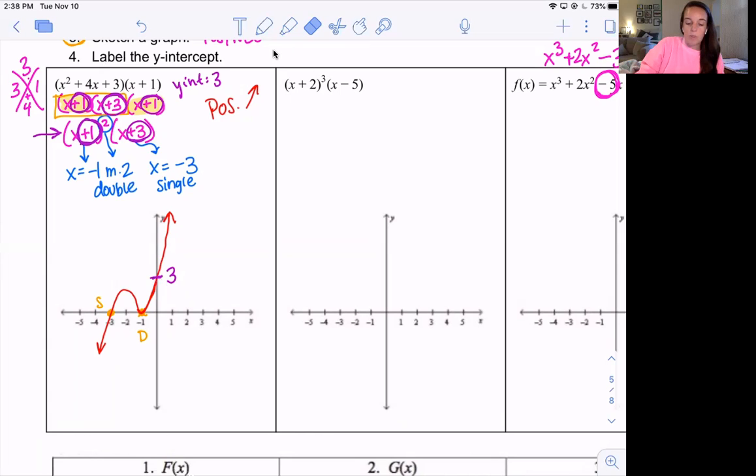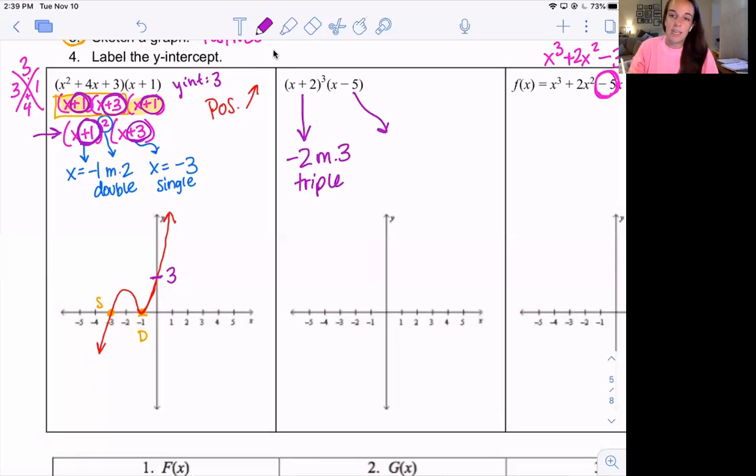For the second one, we have (x + 2)^3 times (x − 5). What kind of root is coming out of the (x + 2)^3? Yes, a triple root, so −2 with multiplicity 3. And what is coming out of the second one? Yes, 5, with multiplicity of 1.